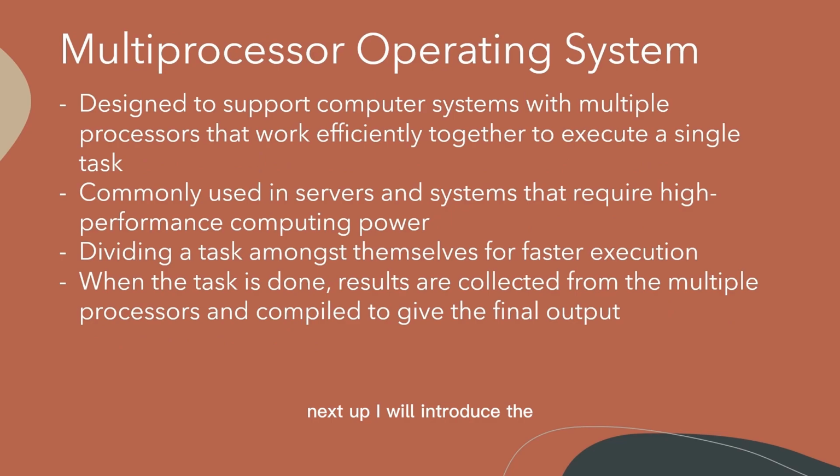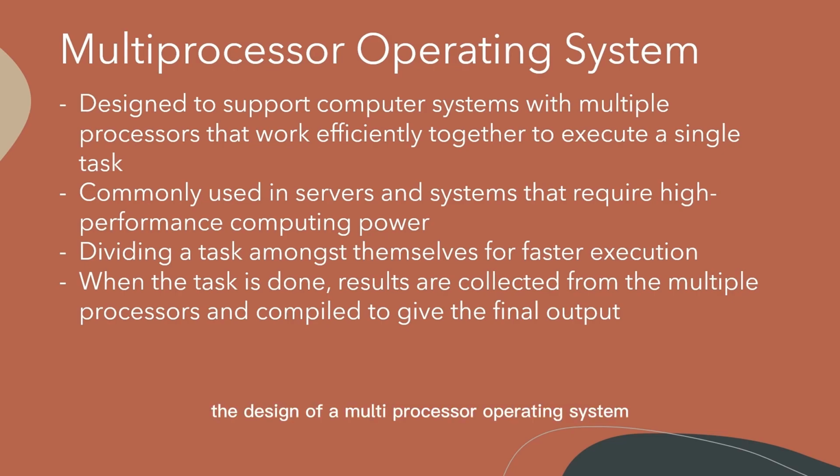Next up, I will introduce the multiprocessor operating system, or commonly known as MPOS. It was developed to support computer systems with multiple processors that work efficiently together to execute a single task. The way they do this is by dividing a task amongst themselves for a faster execution. When the task is done, results are collected from the multiple processors and compiled to give the final output.